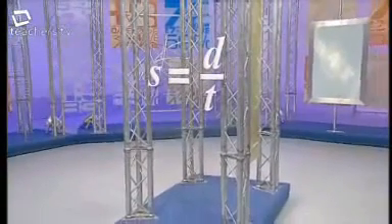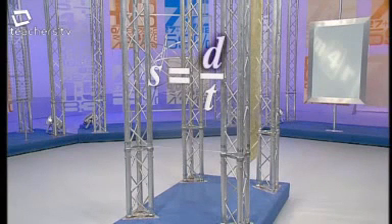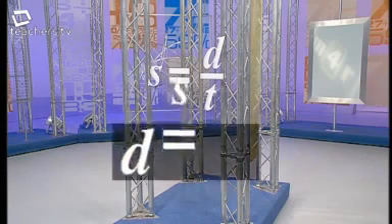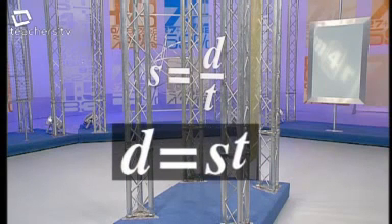But what if you know s and t and you want to work out d? You need to make d the subject, and that means rearranging the formula. The correct rearrangement is this: d equals st. Stand by for the Maths for Real guide to rearranging formulae.